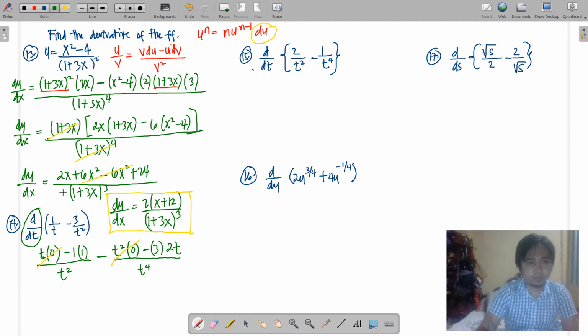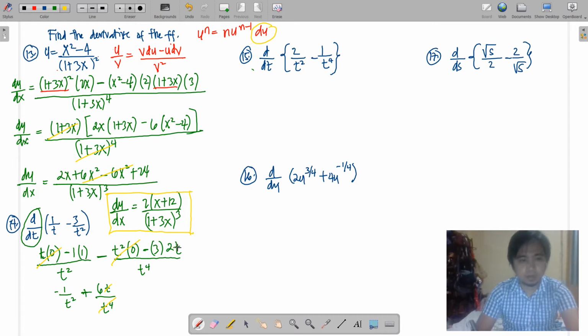So we have negative 1 over t squared, okay, minus negative 6. So negative times negative becomes positive, and then this is 6t, alright, t times 2, no? 6t all over t raised to 4. So one of the t will be cancelled.